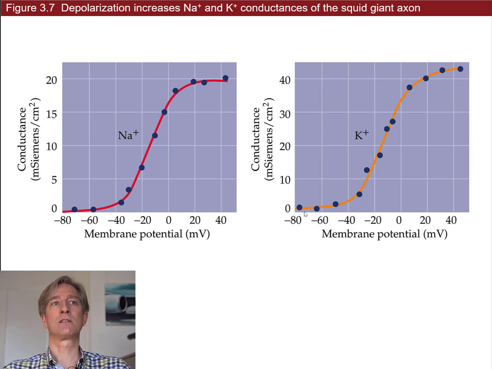Essentially, the conductances are off. They're switched off at around minus 80 millivolts. They're starting to be turned on at minus 40 to minus 20. And they reach a steady value at about 20 to 40 millivolts. So this is the commonality between the two conductances. Their voltage dependence is very similar. It has this kind of sigmoid shaped curve.